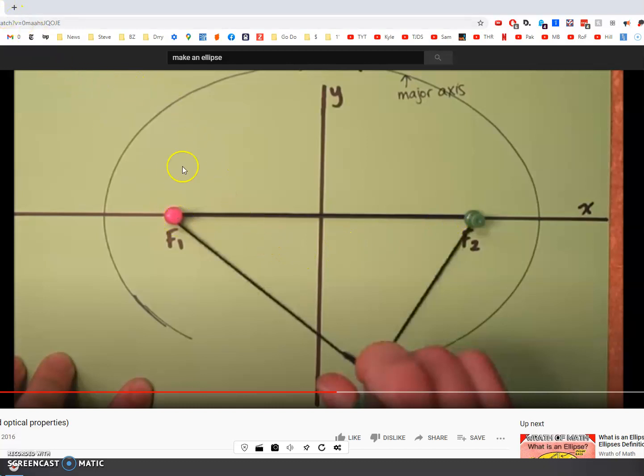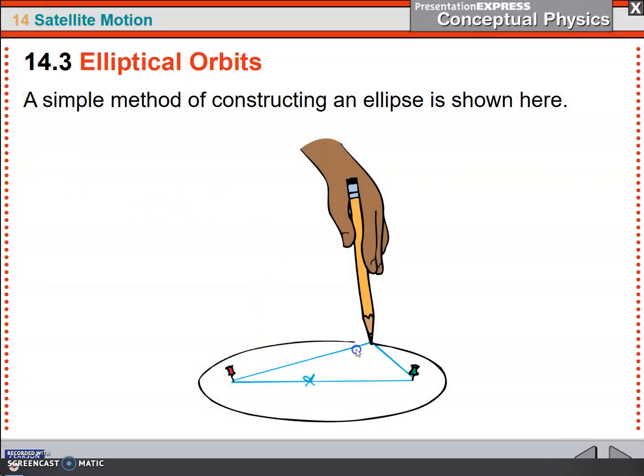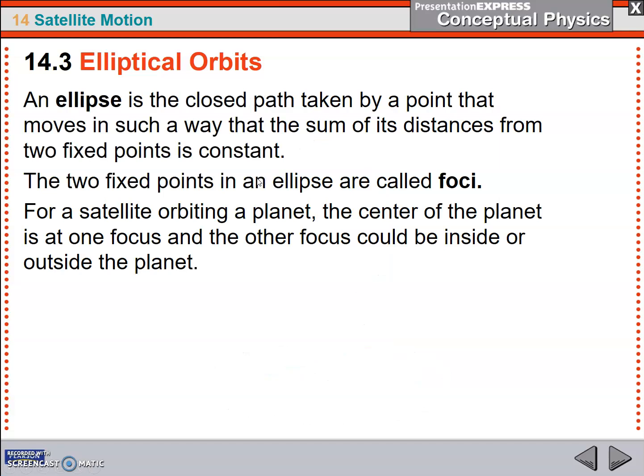So I just wanted to show you there's the ellipse being drawn. And so that's that. And I really like doing that in person. It's a fun little thing to do.